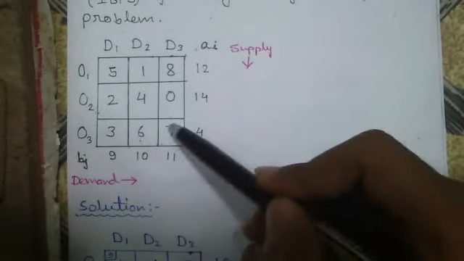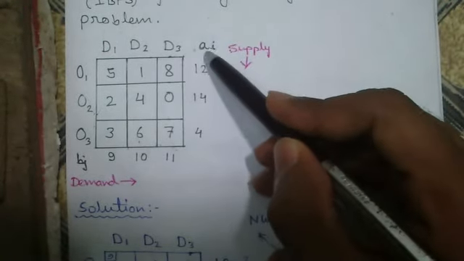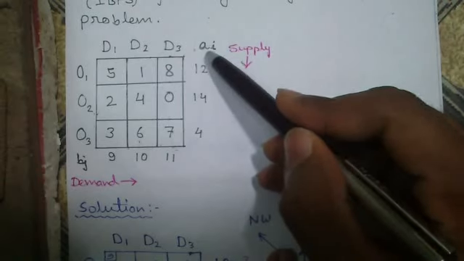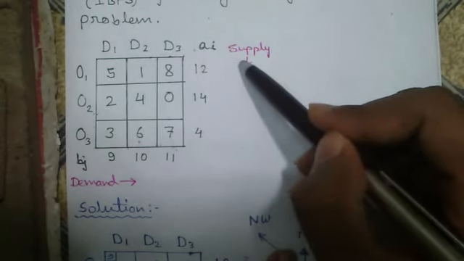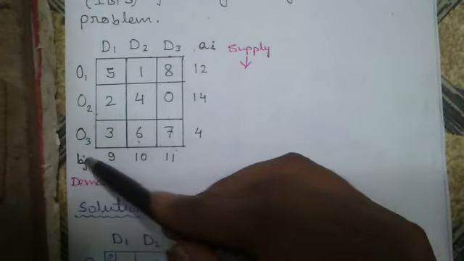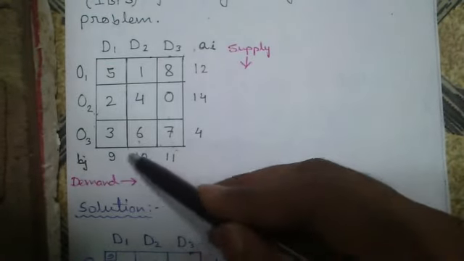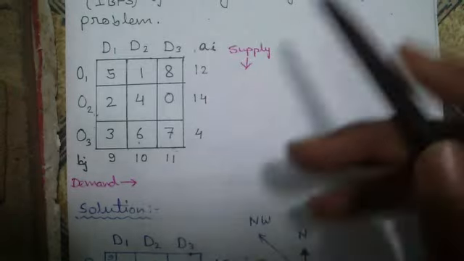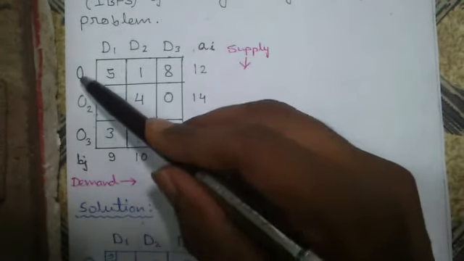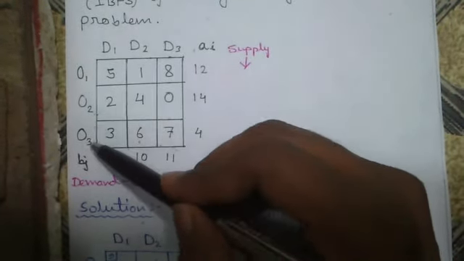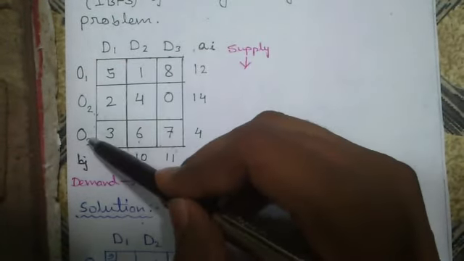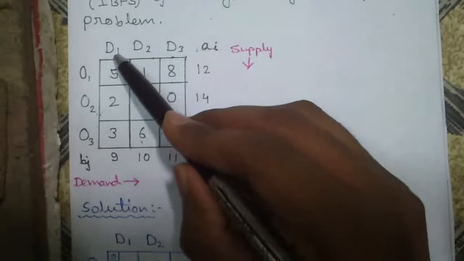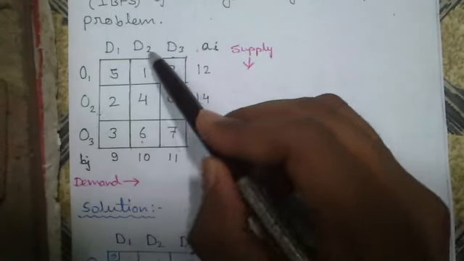This is called a cost matrix, and this vertical column is called Ai, and this number denotes the supply, and this horizontal row is called Bj, and this number denotes the demand. Again, we have three origins O1, O2 or O3, or we can say three depots or three godowns, and three destinations or three customers D1, D2 and D3.